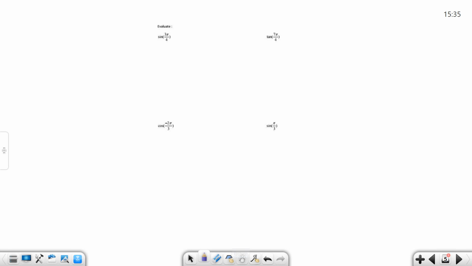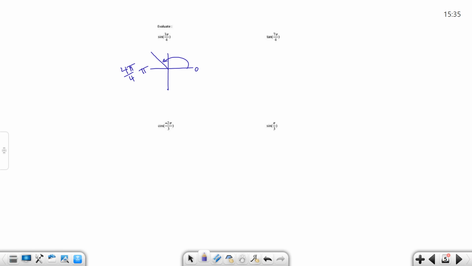Alright, so the first one I ask you is the sine of 3 pi over 4. The very first thing I need to determine is where is 3 pi over 4. Okay, so I know that this is 0 and this is pi. So pi would be 4 pi over 4, because 4 over 4 is 1 and that's where 1 pi is. So that means 3 pi over 4 would be in this quadrant right here.